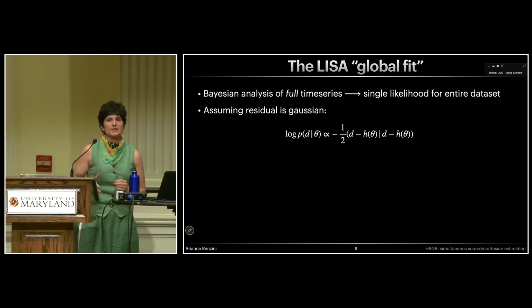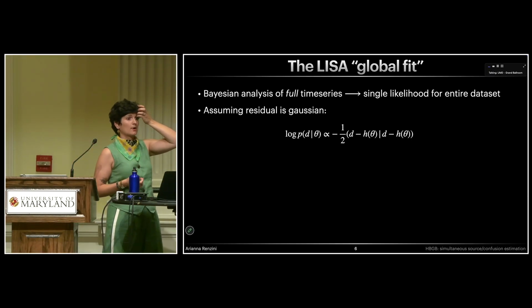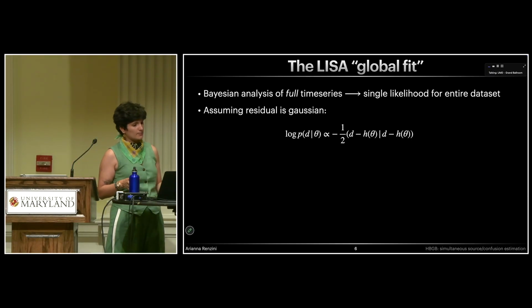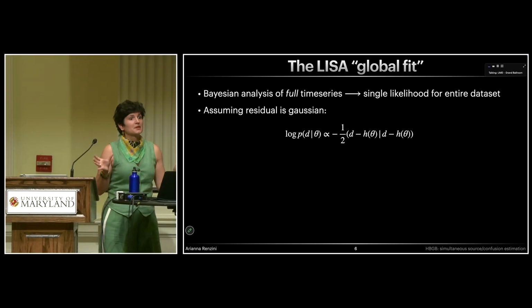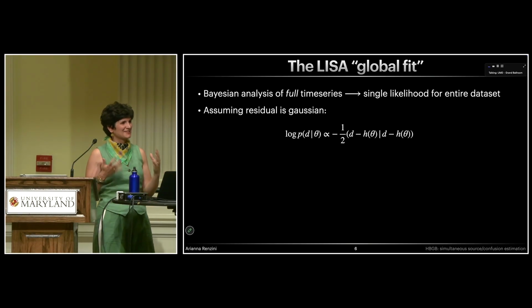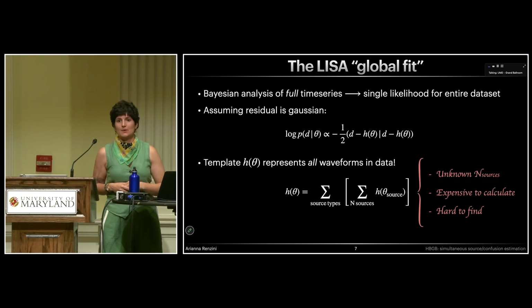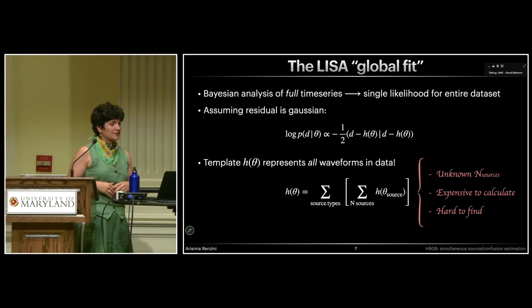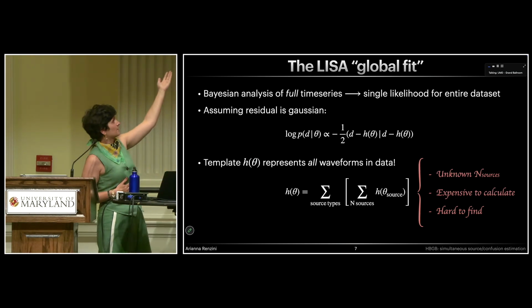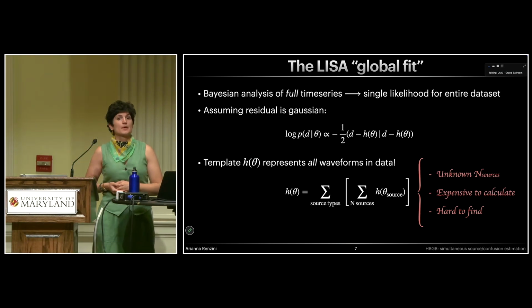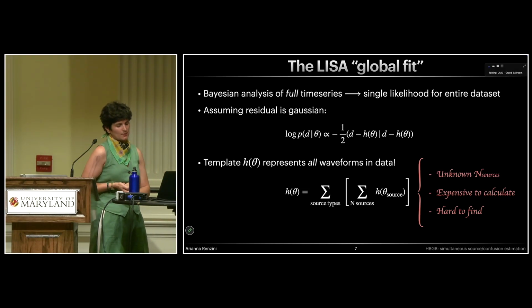Now, I've said global fit a bunch of times, and I realize Tyson's talk is like tomorrow or Thursday, so just to make sure everyone's on the same page, we're doing a global fit of the LISA data. What that means is we're analyzing the entire data set at once with a single likelihood, with one big template that is the sum of all the possible signals that we expect to see in LISA. What that means is different source types, but also all the different numbers of sources that comprise the population that we're fitting for. And that number of sources is actually an unknown.